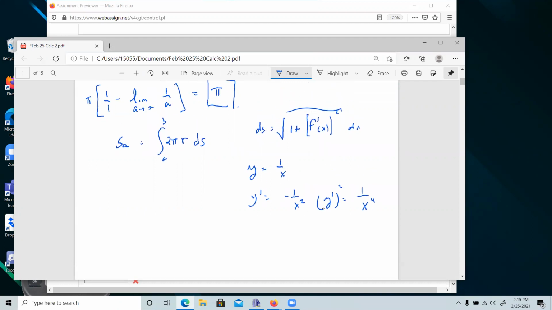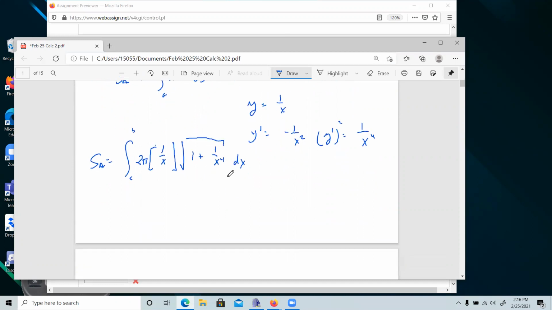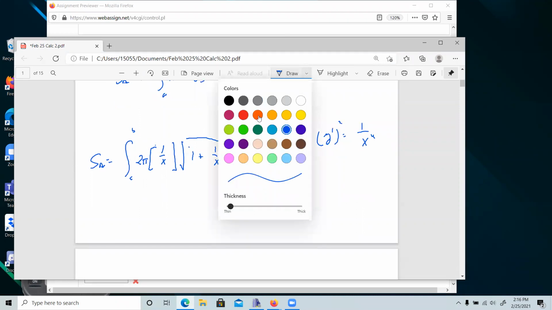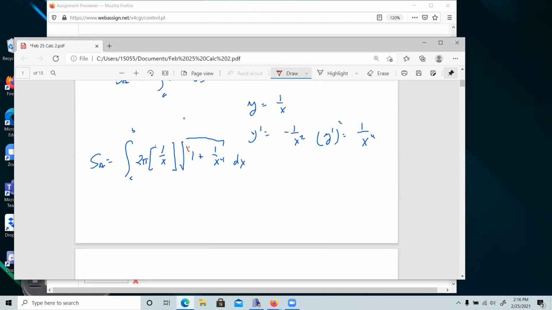Plugging this back in, my surface area is the integral from a to b of 2 pi, where r is just 1 over x, times the square root of 1 plus 1 over x to the 4th dx. Let's rearrange this a little bit so we can write x to the fourth over x to the fourth, so we can add some fractions together.